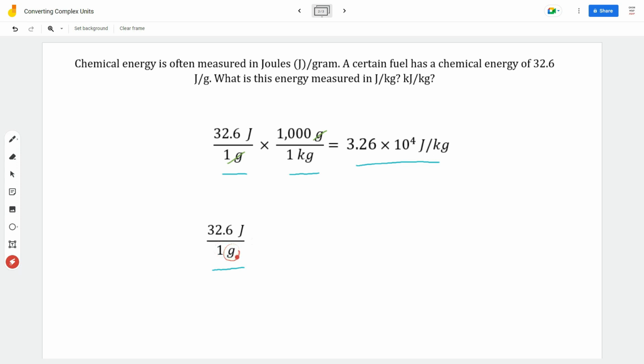I'm going to convert these grams into kilograms. So here is my conversion factor. Just like before, my grams cancel, and now I've converted into kilograms. Now I need to convert my numerator. So I'm going back to my original problem.